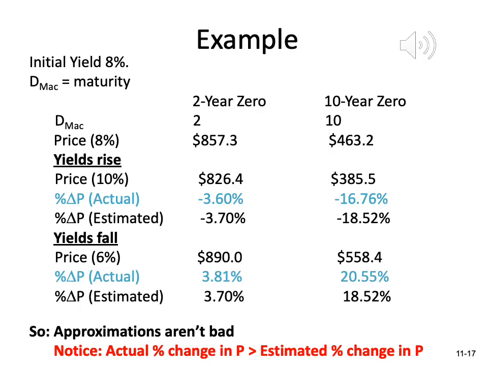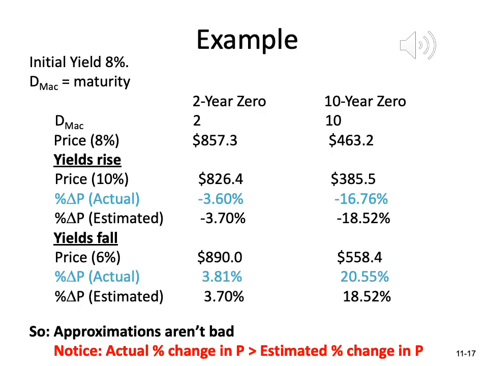Then we will have to calculate the actual new price P1 and compare that to the old price P0. So the actual price change for the 2-year zero is minus 3.6%. For the 10-year zero is minus 16.76%. Then we look at the case of yield falls.